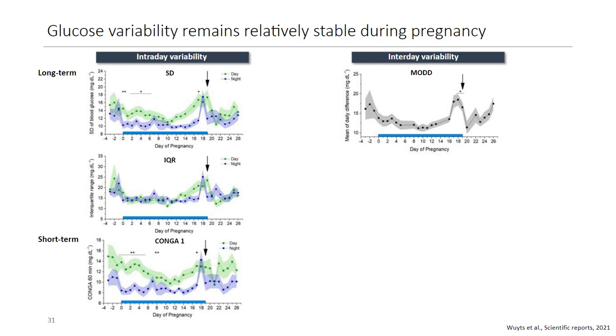But besides that, we can also measure the interday variability, where we measure the mean of daily differences. And in general, we see that all types of variability are relatively stable during pregnancy. However, they increase towards the end of the pregnancy, so towards the delivery. And this increasing part seems to start earlier in the daytime values compared to the nighttime values.